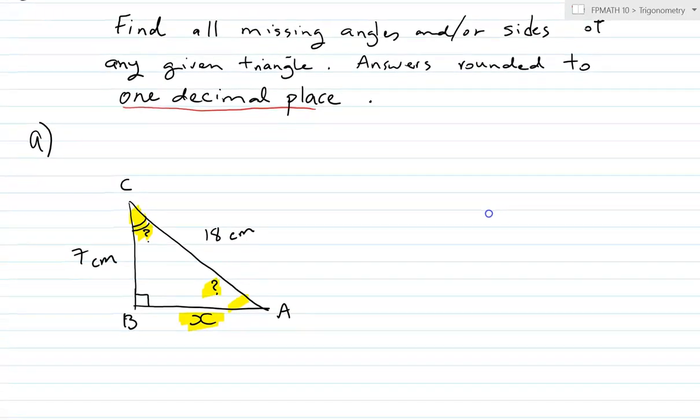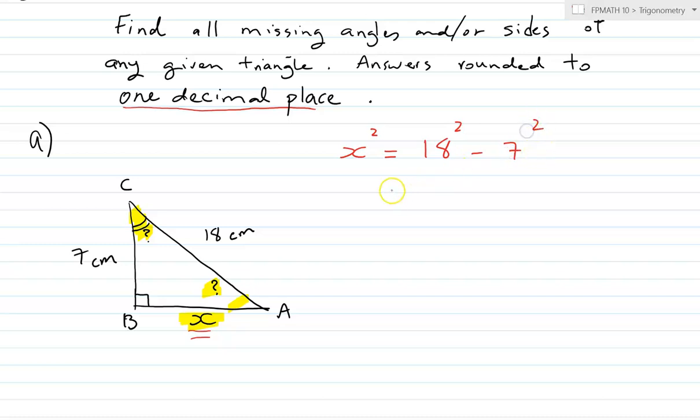So let's start with the side x. How can we solve for that? Well, we can use Pythagorean. So what is that? Well, x squared is equal to the hypotenuse squared, subtract away the other side squared. Okay, simple as that. So x squared is equal to, and when you do this, you can simply look at the math on that and then do the math.